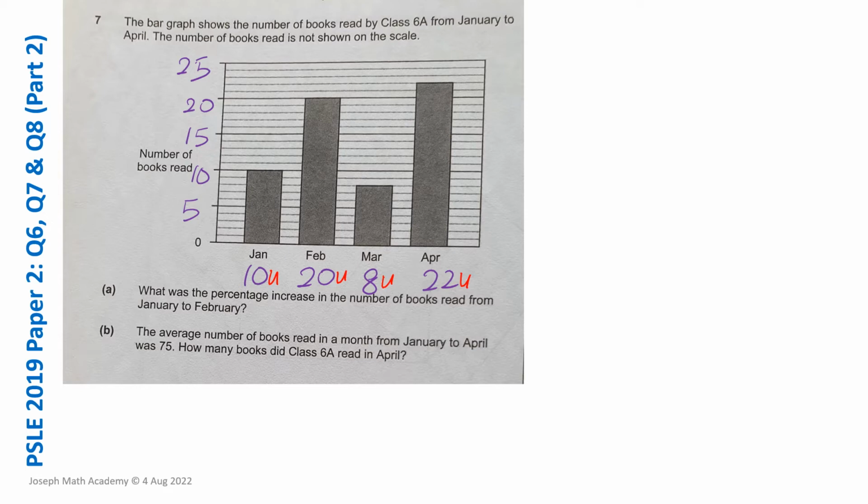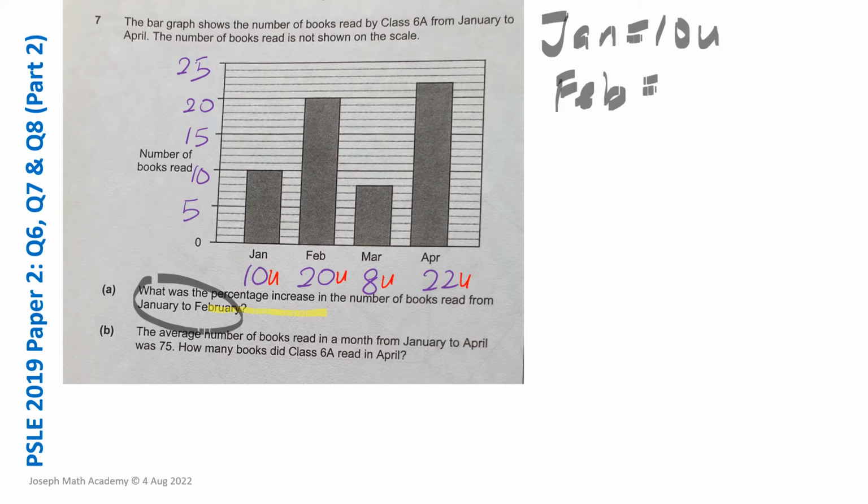What was the percentage increase in the number of books read from January to February? Okay, let's write down. January, we have 10 units. February, we have 20 units. So there is an increase of 10 units.